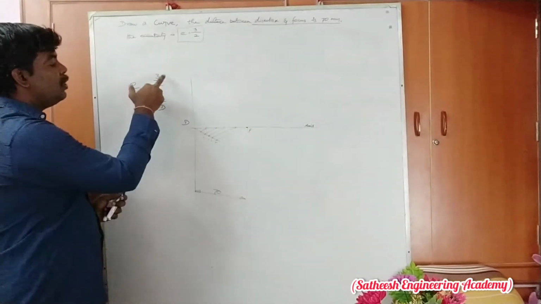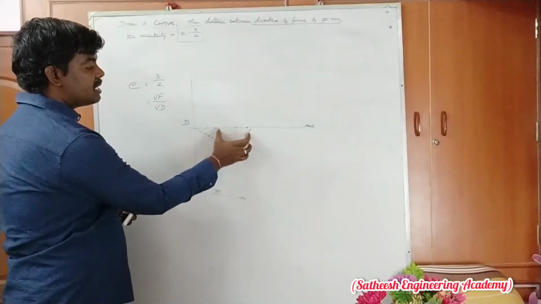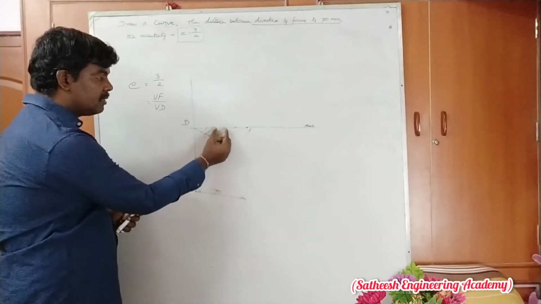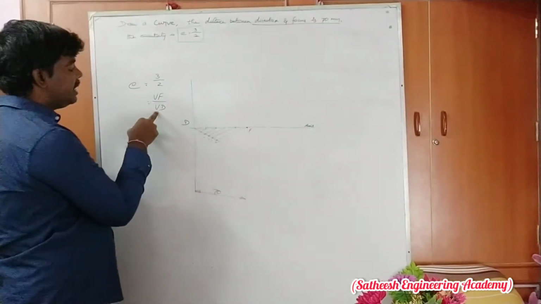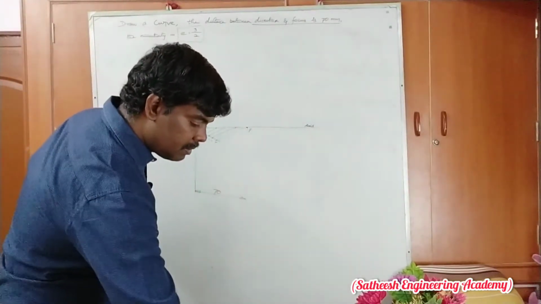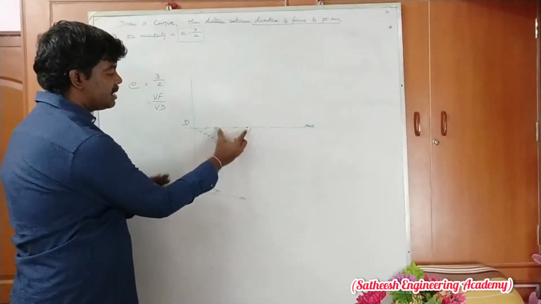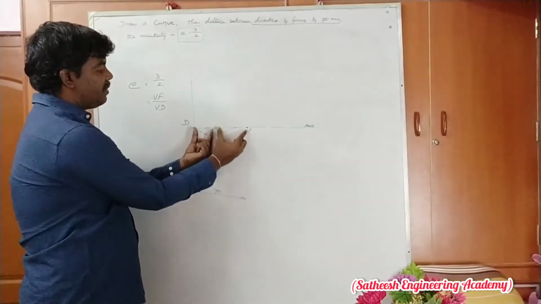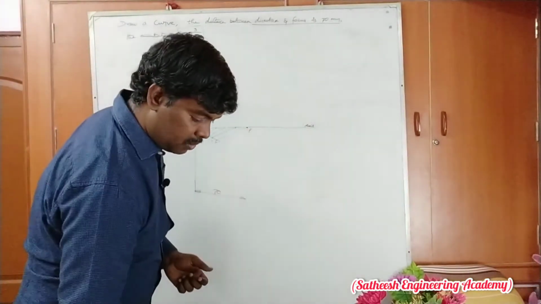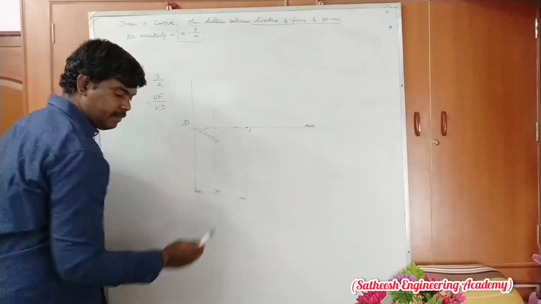Next thing, in the numerator, from focus to vertex is 3 equal parts. So part 1, part 2, part 3. 3 equal parts. So here to here. Next, vertex to directrix is 2 equal parts. So part 1, 2. So from directrix to vertex is 2 equal parts. From focus to vertex is 3 equal parts. So here you draw one vertical line.